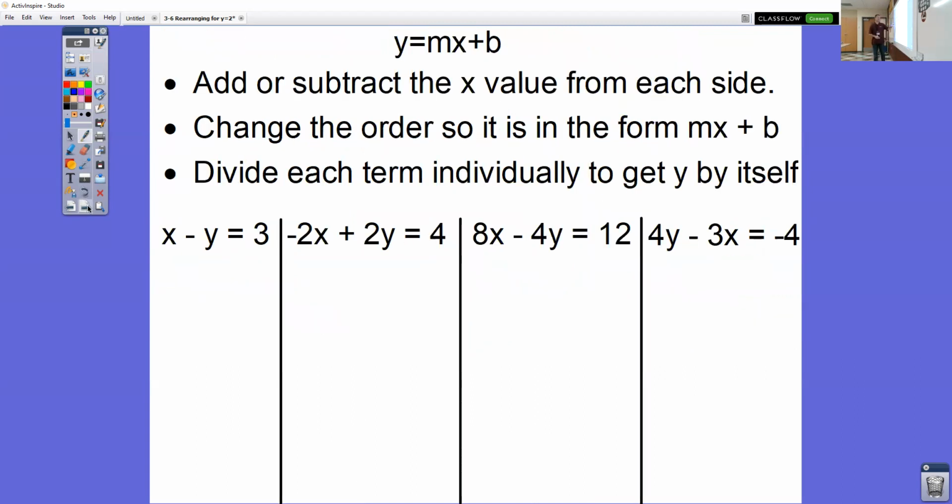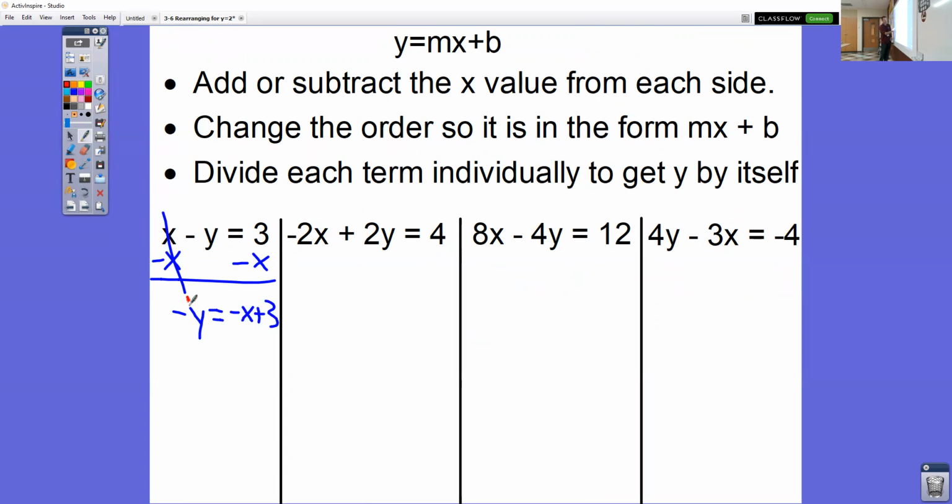Moving on to the next one. Getting this y all by itself, we want to get rid of the x by doing minus x and minus x. Bring down your negative y, bring down your equal sign. 3 minus x. We can't do that, but we can flip around the order. Negative x plus 3.